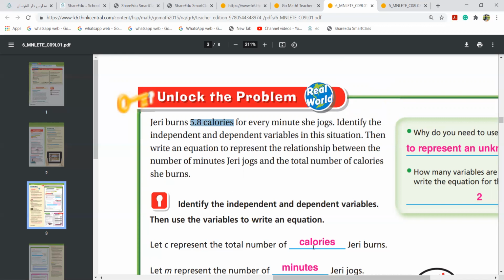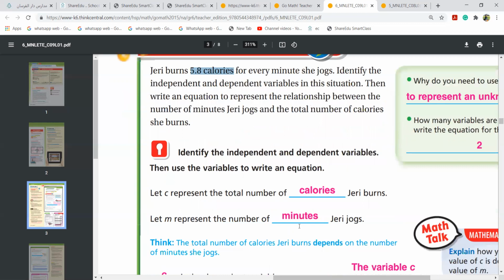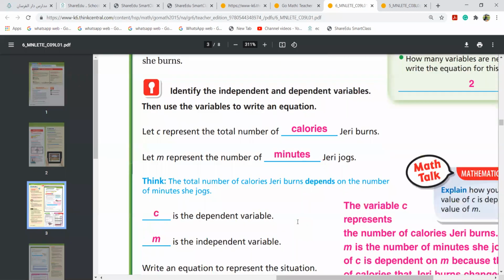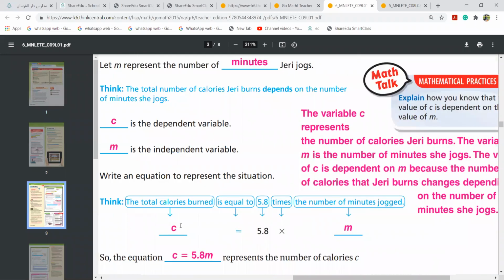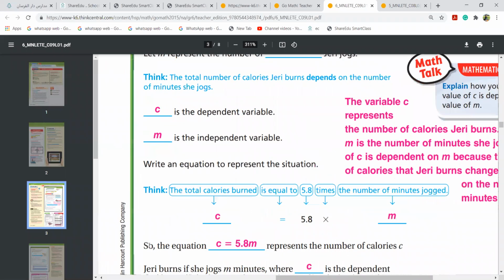Here, the calories won't change, C won't change, but M will change. So C is the dependent variable and M is the independent variable. And how do you write? You write C equals 5.8 times M. Calories burned will be 5.8 for 1 minute, that is M. I don't know how many minutes, so that's why I write M. So this is the equation, guys.